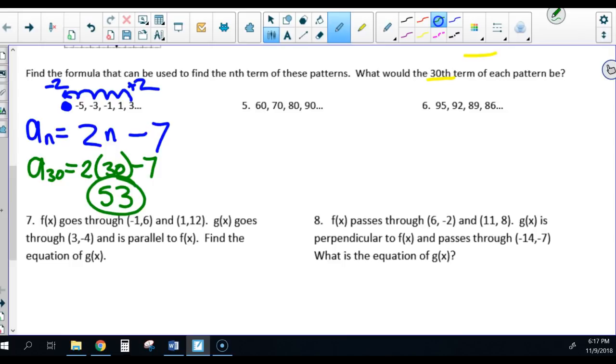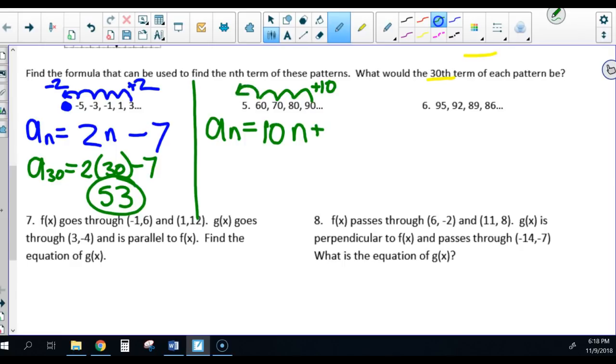Next one, this little pattern where it looks like we're starting at 60 and counting by tens. So a sub n equals our slope, our rate is plus 10. So 10n plus our 0th term, back up, minus 10 would be 50. So it's like we're starting at 50 and then counting up by tens every time. 60, 70, 80, 90.